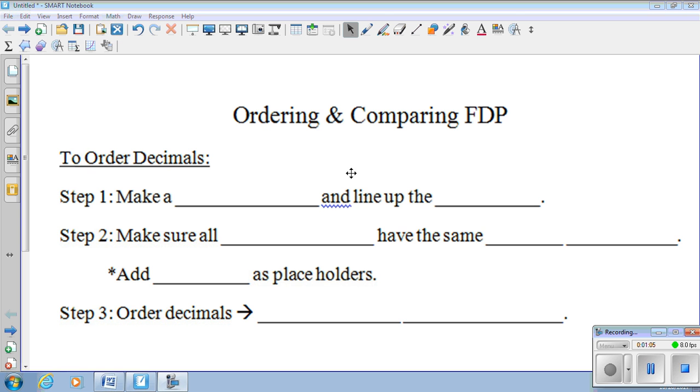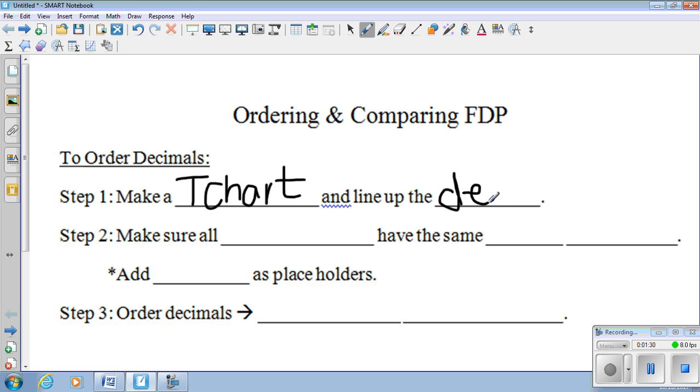First, in order to order and compare decimals, the first step is you have to make a T-chart. This helps you keep it organized. And in that T-chart, you're going to line up all the decimals that you have. Okay. Make sure that all of your decimals, this is the second step, are going to have the same place value.